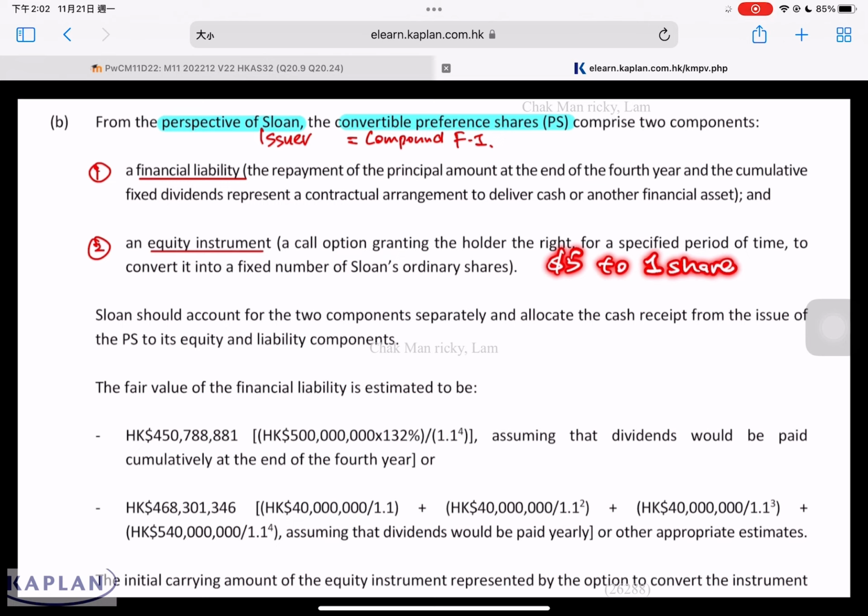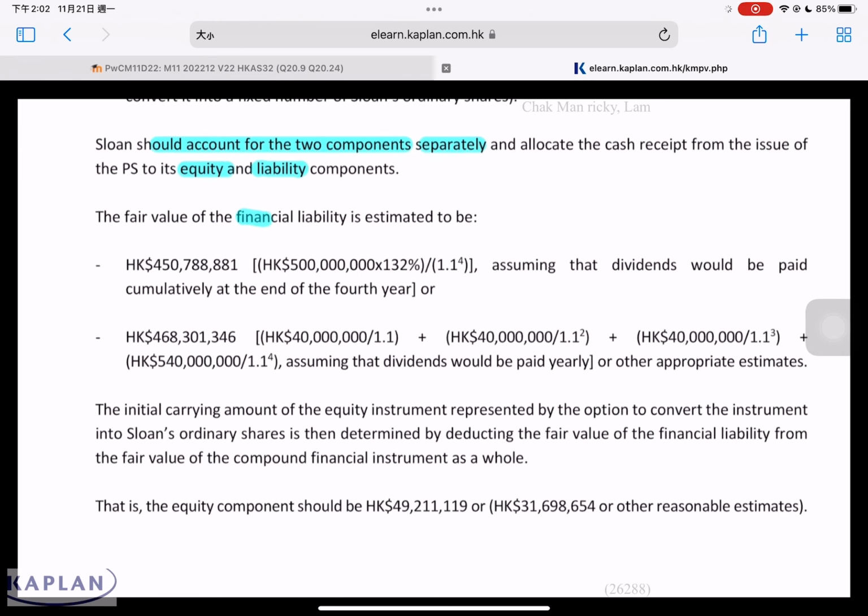In accordance with AS 32, we need to account for this convertible preference share, which is a compound financial instrument, separately as liability and equity. We must always calculate the liability first. Liability is the present value of the future cash payments. Number 1 is assuming dividend will be paid at the end of year 4. The second assumption is dividend is paid annually. Normally in the exam, the second one is the more likely treatment. After we account for the financial liability, the balance is considered the equity instrument. In this case, the balance is 31,698,654.